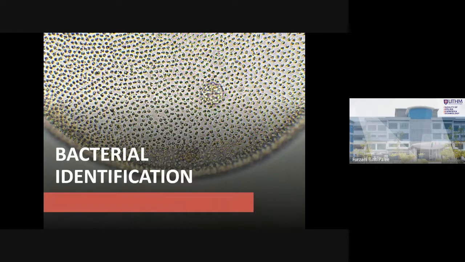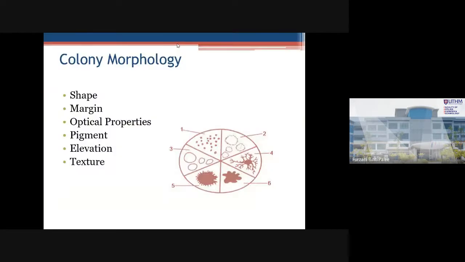Once we have successfully isolated the bacteria, it is time for us to identify the bacteria. When we have that single colony, it is easier for us to identify the bacteria because we know that there is only one bacteria. For us to identify the bacteria, there are a few ways, but in this lecture, we're going to learn about the two most basic methods to identify the bacteria. The first one is through the colony morphology, and the second one is the gram staining.